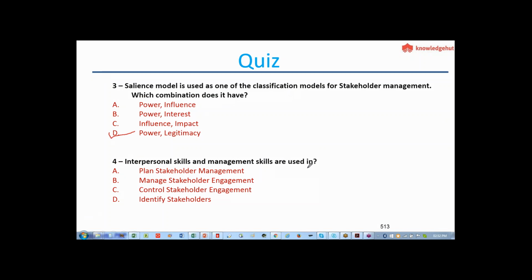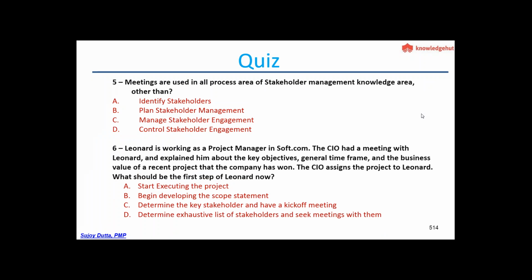Interpersonal skills and management skills are used in. B. When you are planning, you don't need. When you are identifying, you don't need. And even in control, you don't need. So that's how it is. So once you read through this chapter, you can basically remember very quickly.